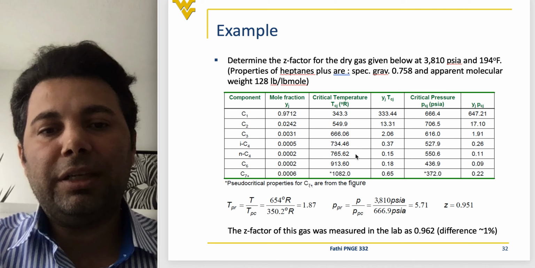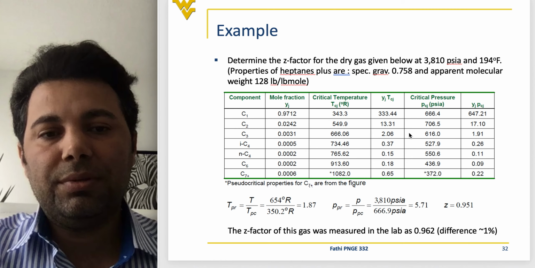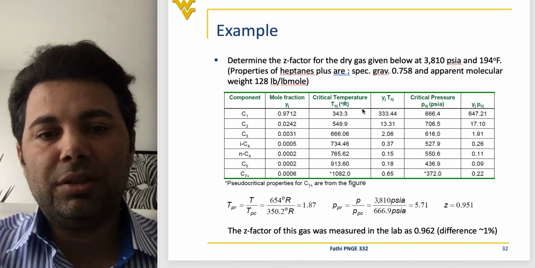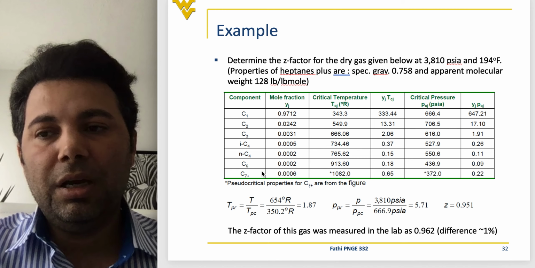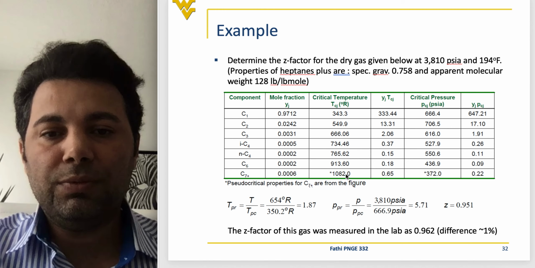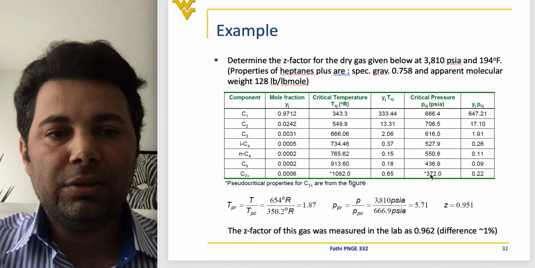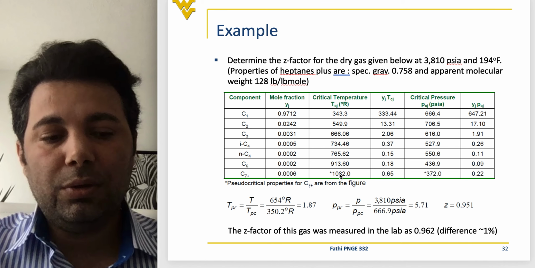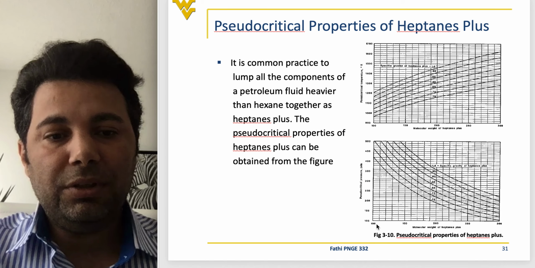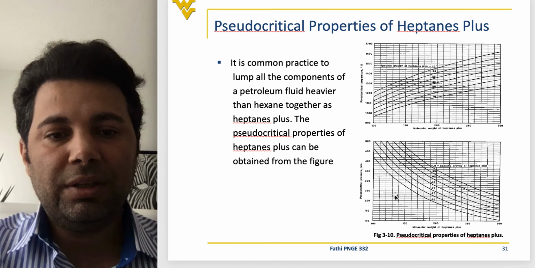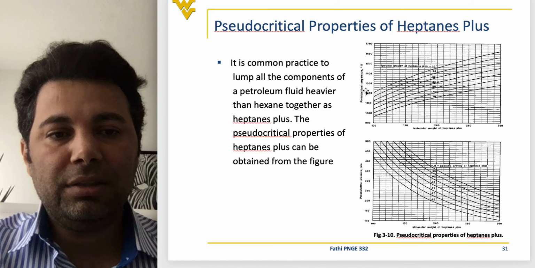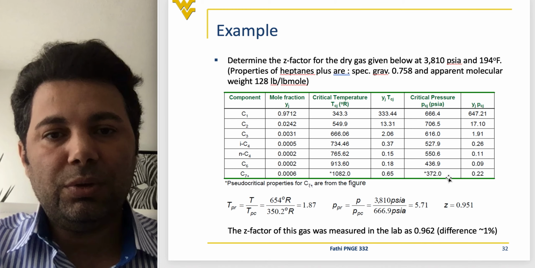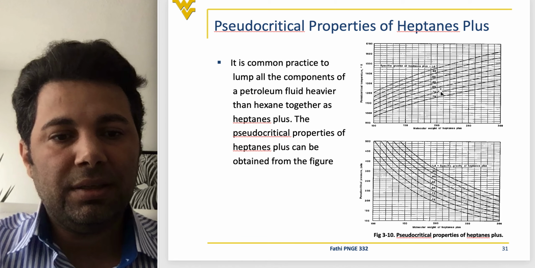For any other example, you can use exactly these numbers for pure components because the critical temperatures and pressures are fixed. However, for C7 plus, we need to find the critical temperature and critical pressure from figure 3.10. If you remember, we said in figure 3.10, if you have heptane plus, you can find the critical pressure and critical temperature, knowing the molecular weight and the specific gravity. So here the molecular weight is 128, and the specific gravity is 0.758.